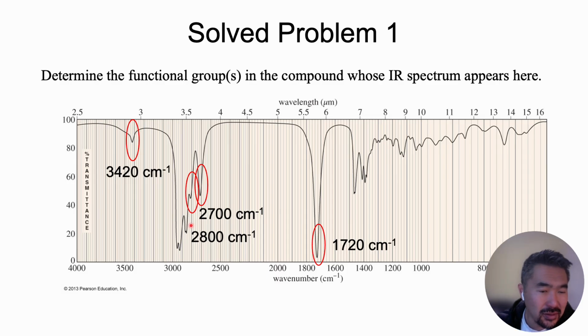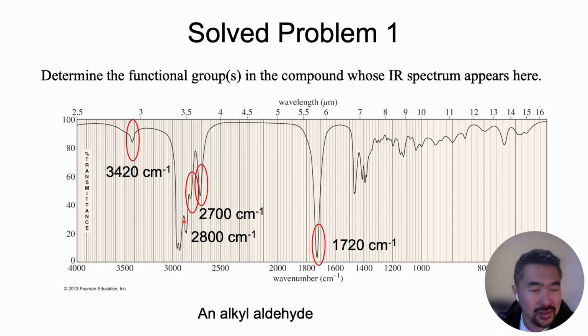And then I didn't circle it, but of course we have these sp3 CH stretches here. So all of that combined, does it make sense to you? This is an alkyl aldehyde of some sort, right? These three peaks combined tell me that we have an aldehyde. Remember, these two come from the unique CH bond in the aldehyde, and then these bands here tell me that there's quite a bit of alkyl present. So an alkane chain and an aldehyde at the end. Something like that is this compound.